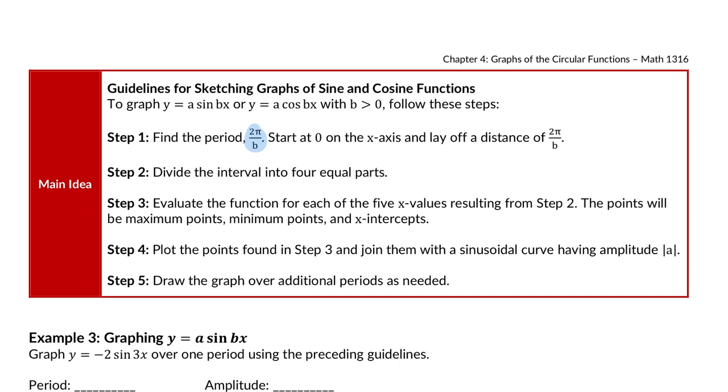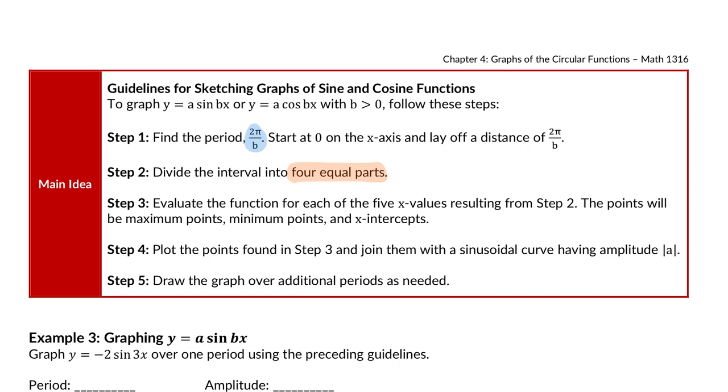Then you're going to go to your x-axis and lay off a distance of 2 pi over b, whatever that is, meaning you're going to put a tick mark at the very end and label it whatever your period is. That means lay off the distance. You're going to then divide that distance into 4 equal parts. How many equal parts? 4 equal parts, okay? In regular pre-cal, we called that the x increment. In AP pre-cal, we did not use that terminology, but that's the x increment.